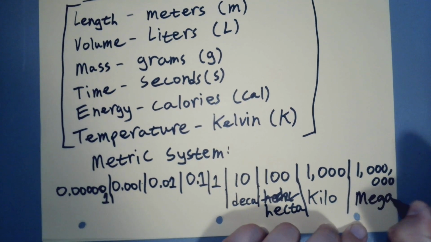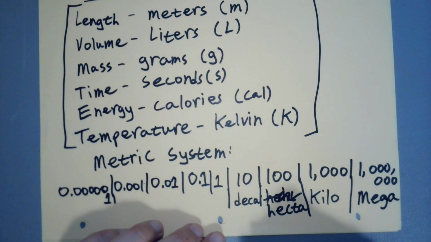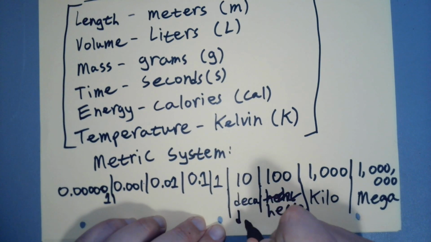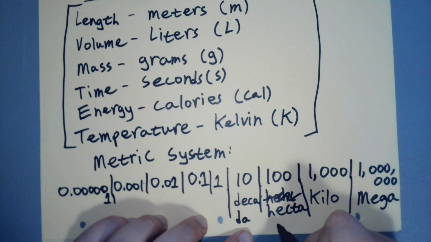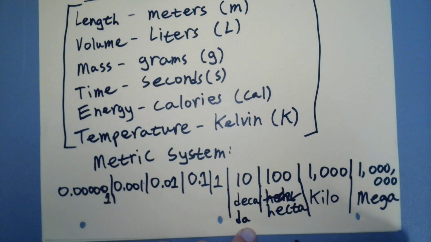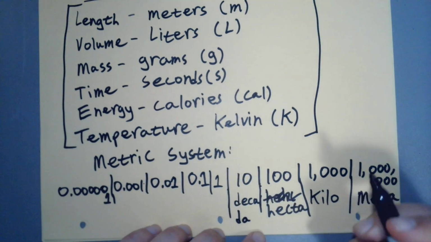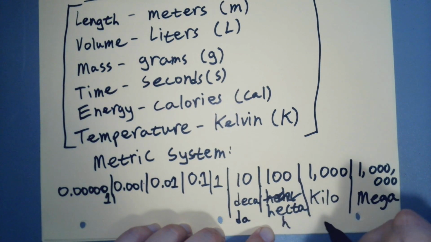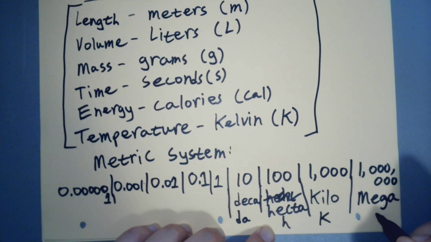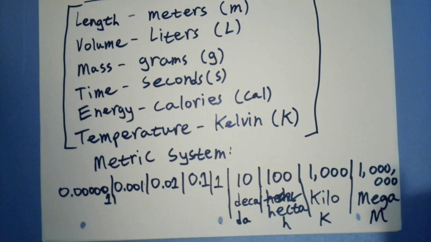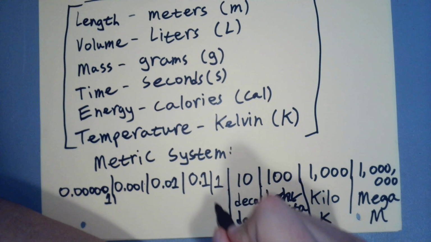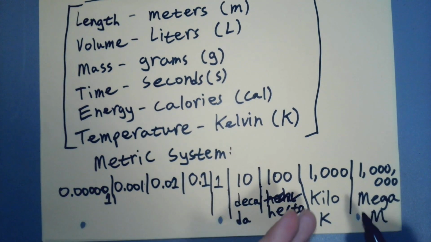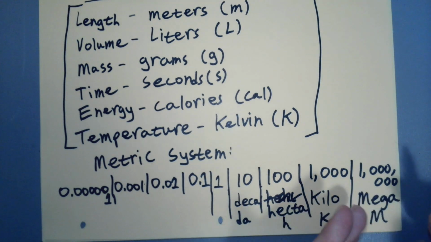this is mega. And all of these have a shorthand abbreviation. Deca is DA. Hecto is H. Kilo is K. Mega is M. And these two right here aren't used a lot. It tends to just jump in the thousands. You'll notice after kilo, we always just go up by a factor of 1,000.